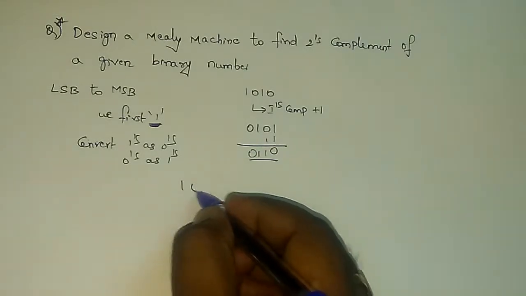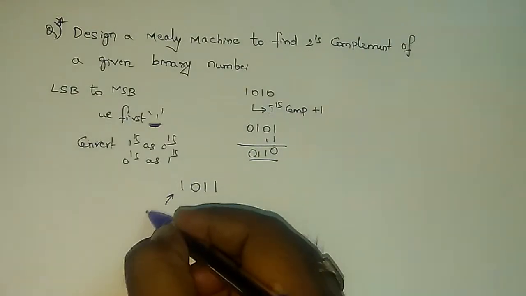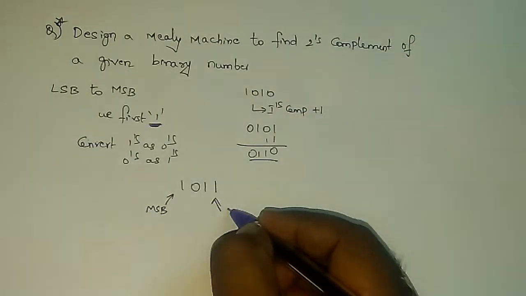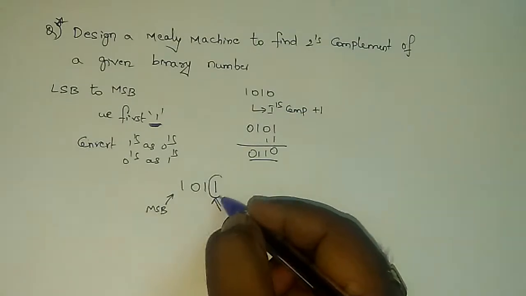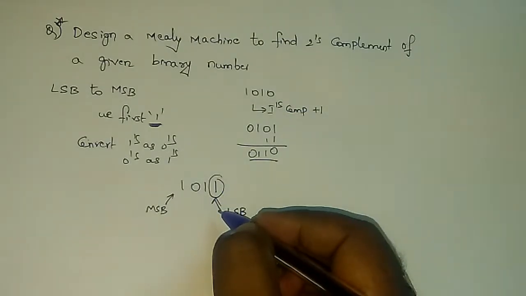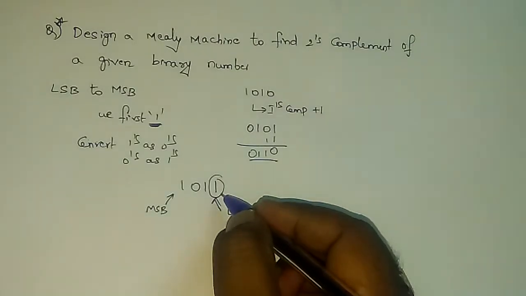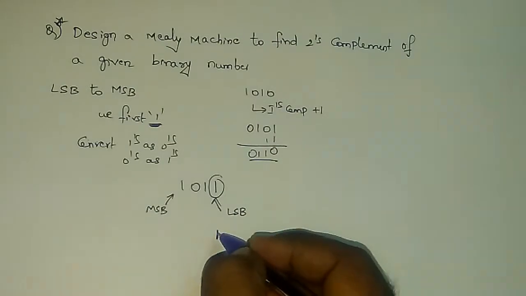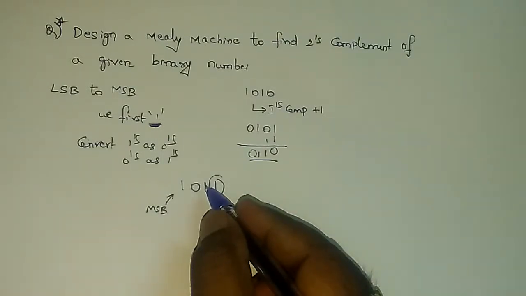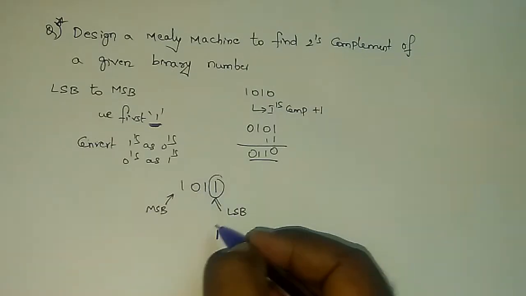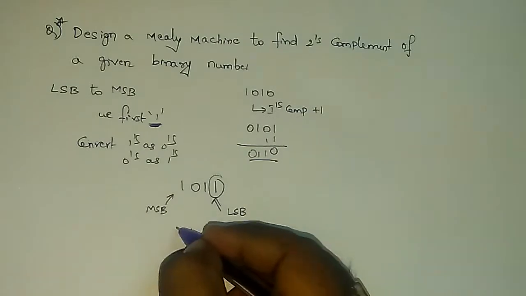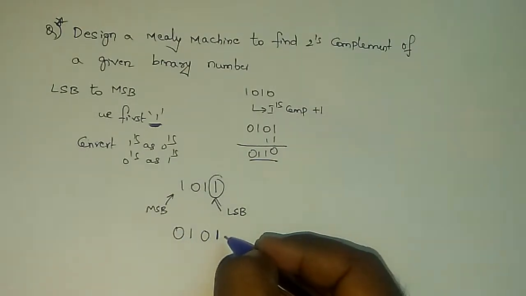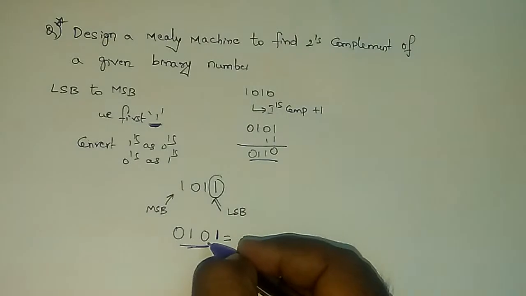So let's take 1, 0, 1, 1. So this is MSB. This is LSB, right? So coming from LSB to MSB, I encountered the first 1. So what should I do? If we encounter the first one from LSB to MSB, keep that one as it is. So I am keeping that one as it is and change ones to zeros and zeros to ones. So this 1 will be converted to 0 and this 0 will be converted to 1 and this 1 will be converted to 0. So what is my final answer here? 0 1 0 1. Let's check whether it works or not.